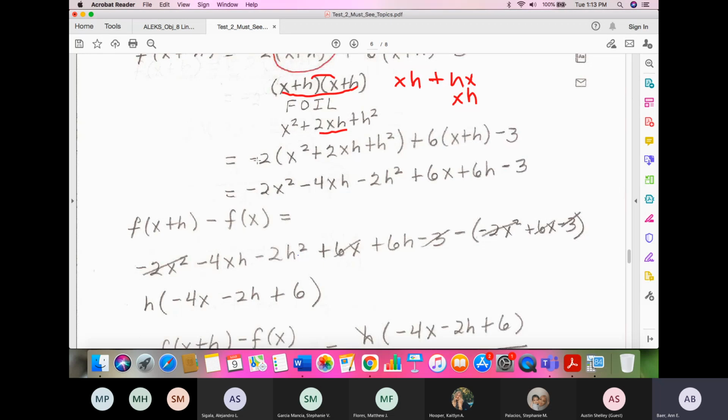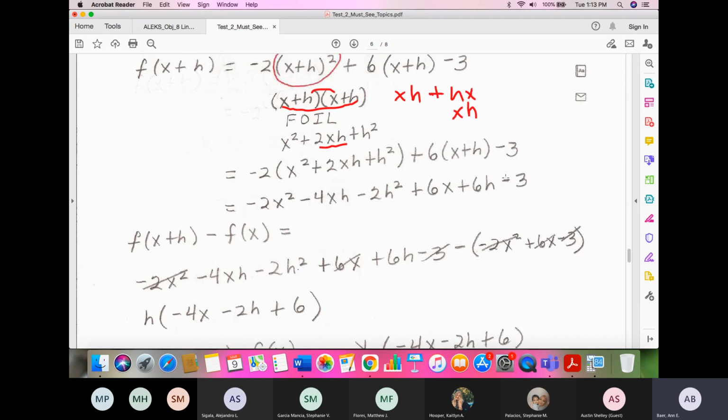And then we have negative times positive here, so that's going to be a negative. And it's going to be a 2 from here, and an h squared from inside. And then plus 6x plus 6 times h, and everything's nice and positive, so that's 6h minus this 3.